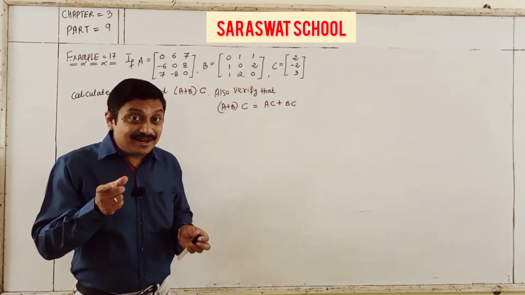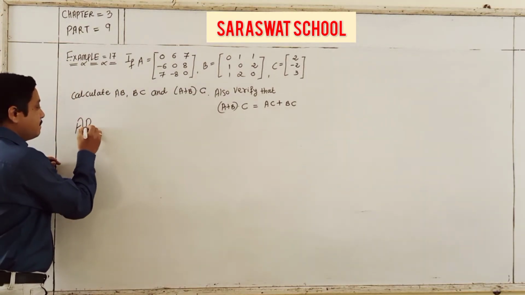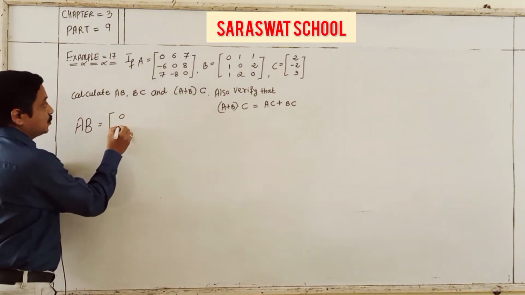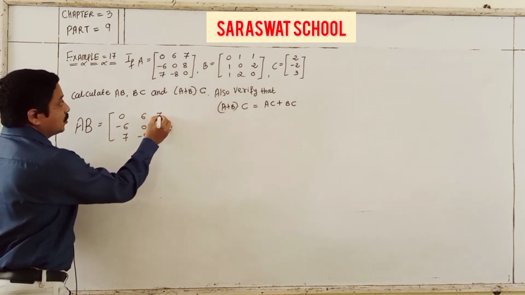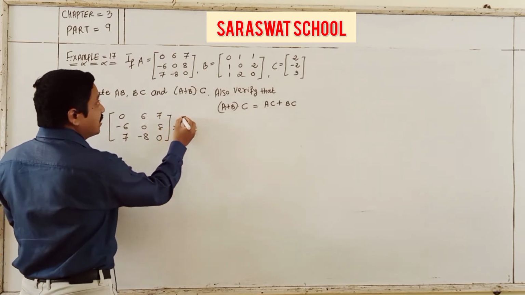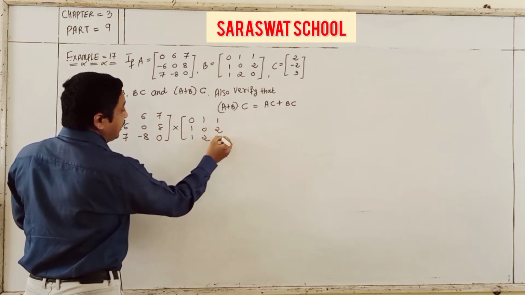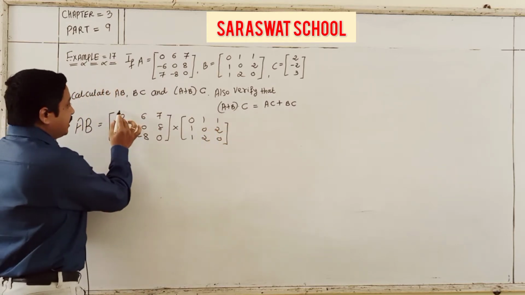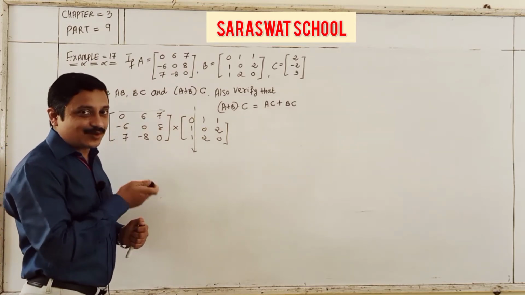So first of all, we are going ahead to find AB, A into B. A matrix is 0, minus 6, 7, 6, 0, minus 8, 7, 8, 0. And B you have to know: 0, 1, 1, 1, 0, 2 and 1, 2, 0. Make them matrix multiplication, row wise, column entry.